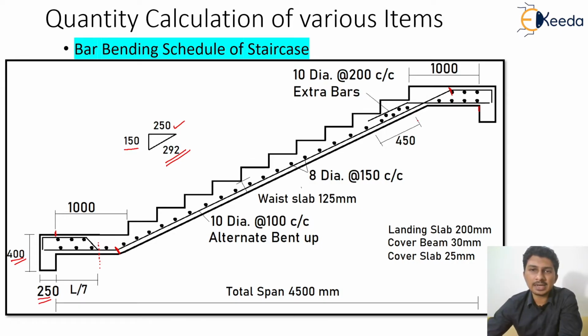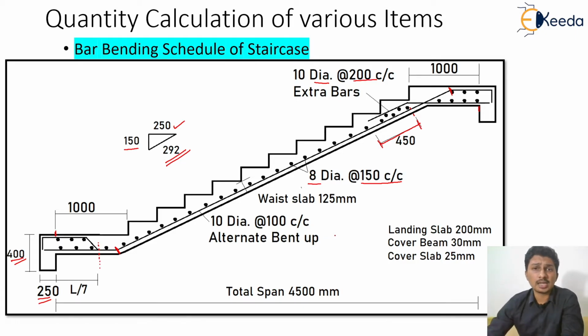Then the development length for the extra bar is already given to us, that is 450 mm. From here it has been given. The other dimensions: 8 mm dia bars are used for the distribution bars, which are placed at 150 center to center. Then the extra bars are of 10 mm dia, placed at 200 center to center. Now we have the alternate bent up bars, placed at 100 center to center, with 10 mm dia.